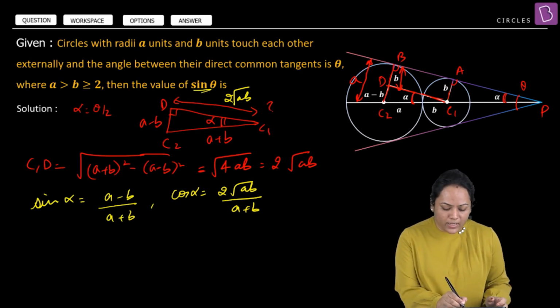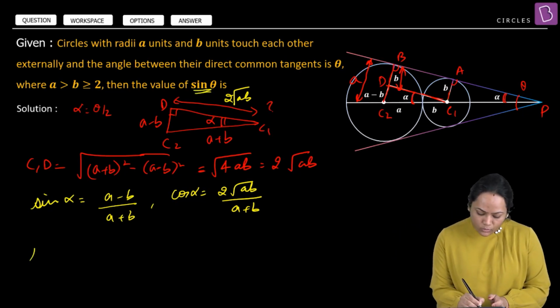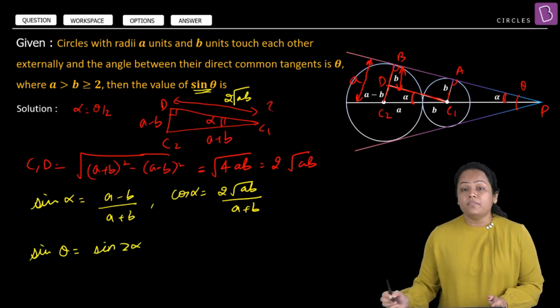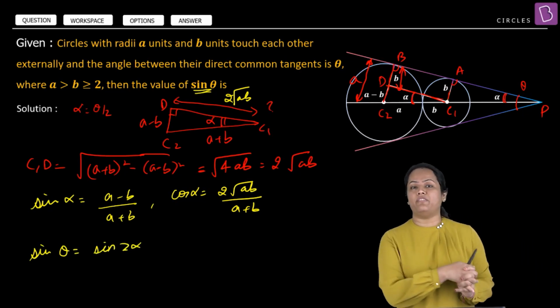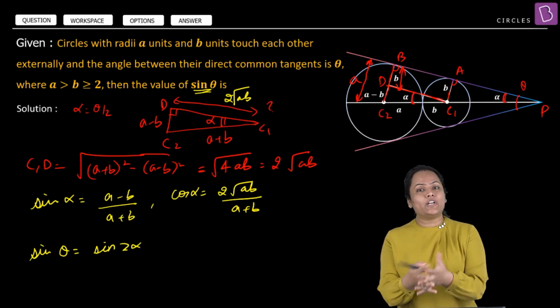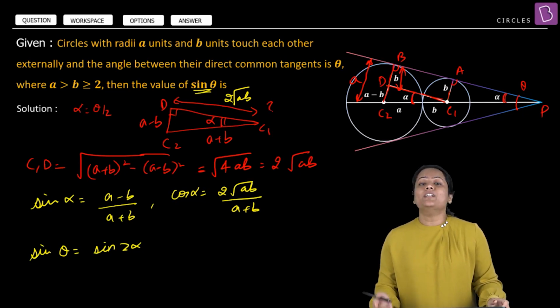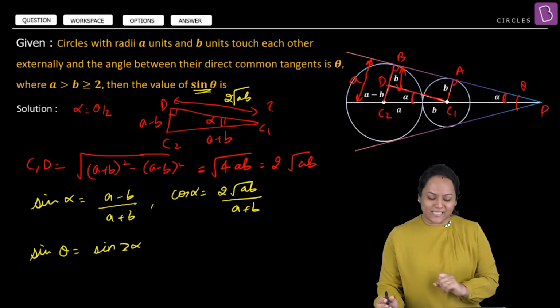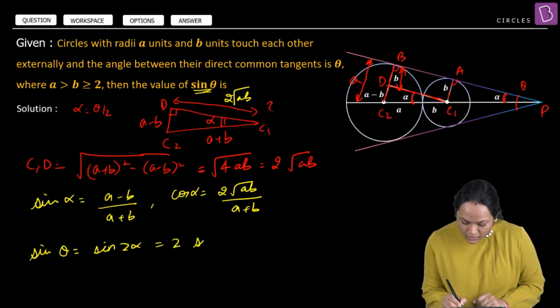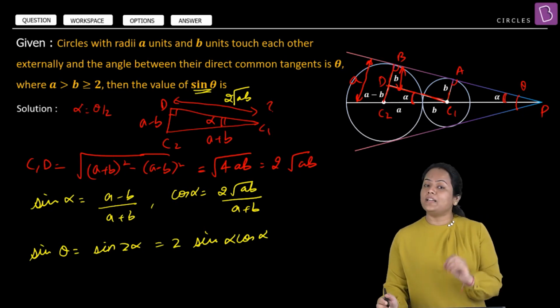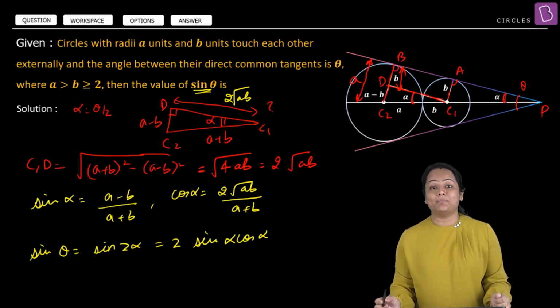Now, why have I found this? Because in the question they have asked what is sine theta, and I know that since theta is twice alpha, we can apply the sine 2 alpha formula. So this we have read in trigonometry, right? Multiple angles. What is sine 2 theta, or let us say sine 2 alpha? It can be written as 2 sine alpha cos alpha. That's correct. So we are going to apply this formula and then we'll get the answer. We have just considered a triangle and found sine alpha and cos alpha by similarity.